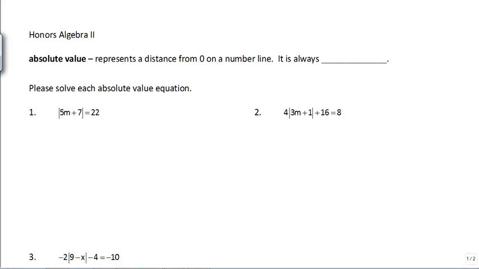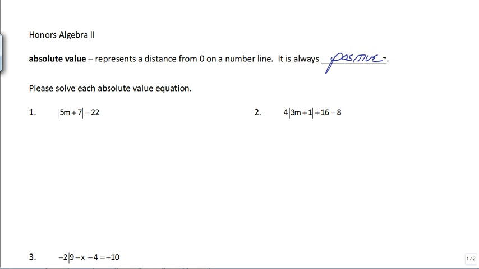Let's talk about absolute value, and we are going to work with solving absolute value equations, and we are going to talk about absolute value inequalities. So, first thing, absolute value represents the distance from 0 on a number line, and it is always positive.